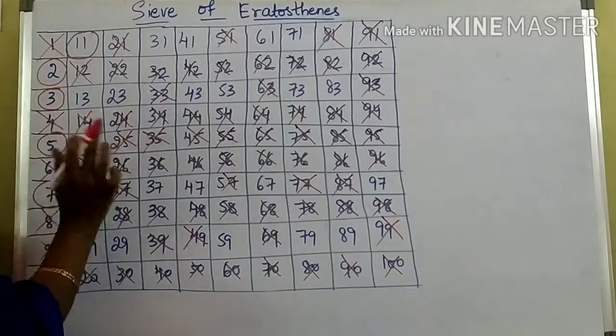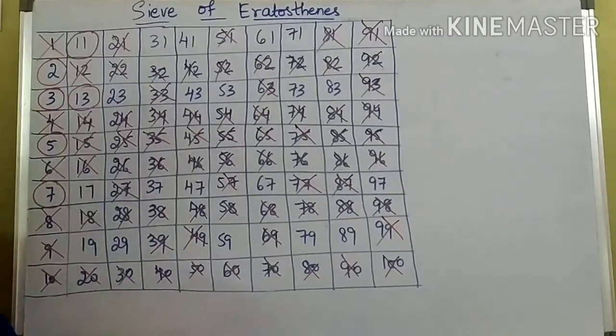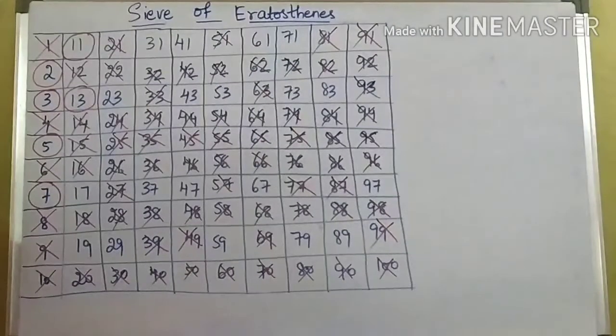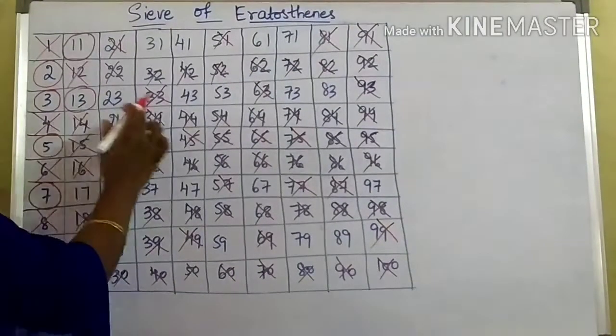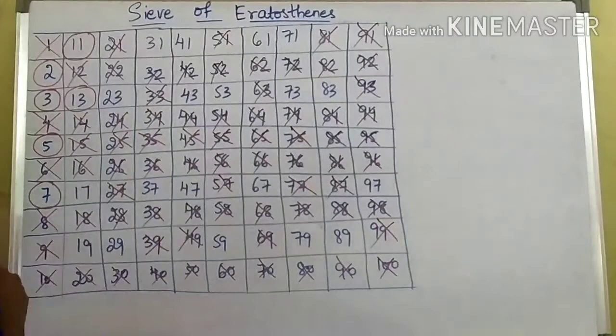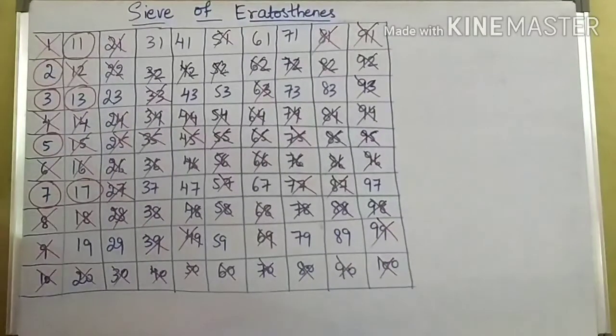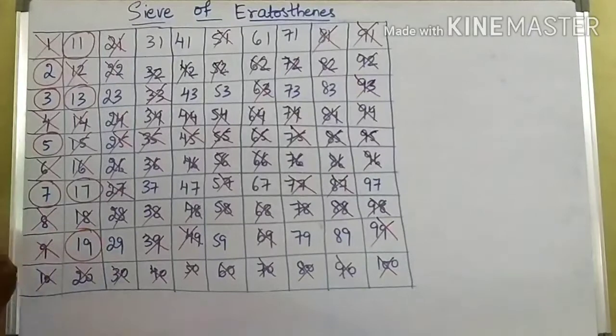Next 11, then 13. 13 is a prime number. You know the 13 table, so what numbers are left over? Now 13 is encircled. We see all the multiples of 13 are crossed out. Next, what is left over here? 17. And 19 is a prime number.